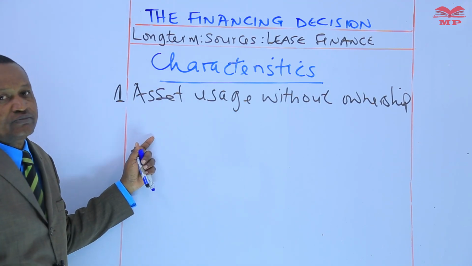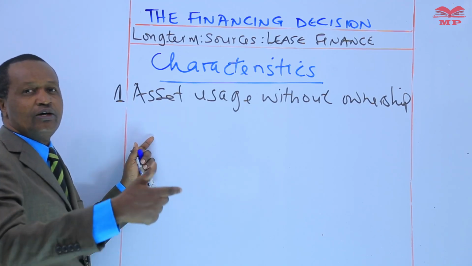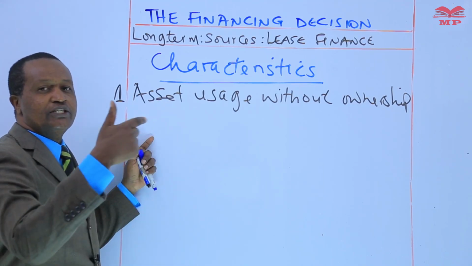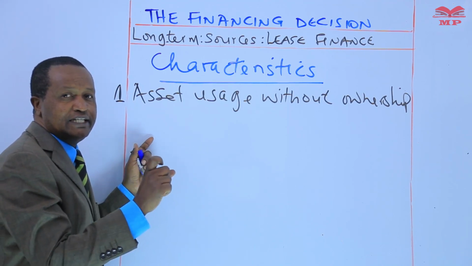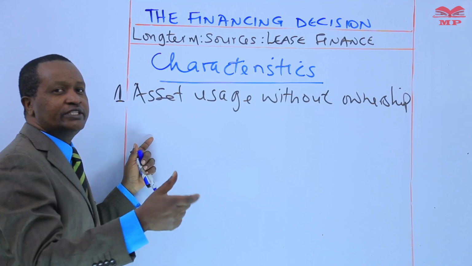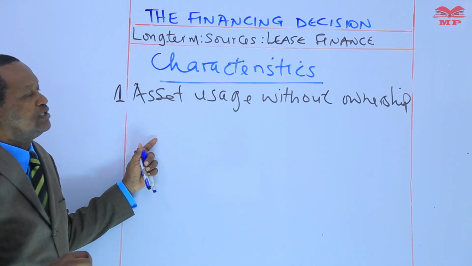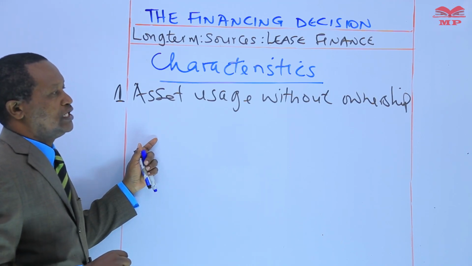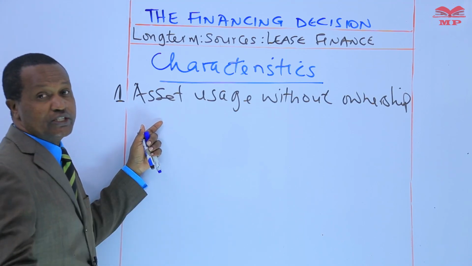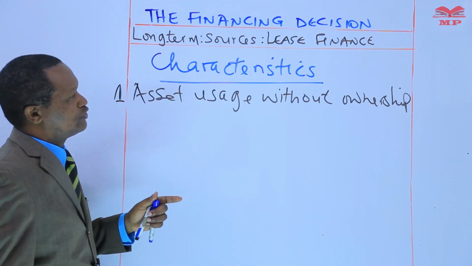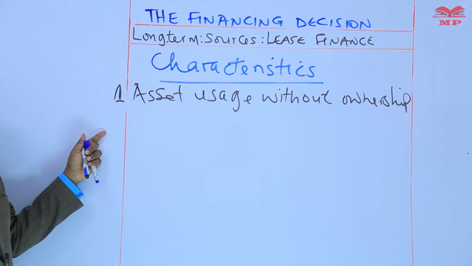The ownership is retained by the lessor, while the lessee, who is the user, gets the right to use the asset. So ownership remains with the lessor, and the usage is on the part of the lessee, the one who uses the asset. Right, so it is a source of finance. Asset usage without ownership is the first characteristic of lease finance.